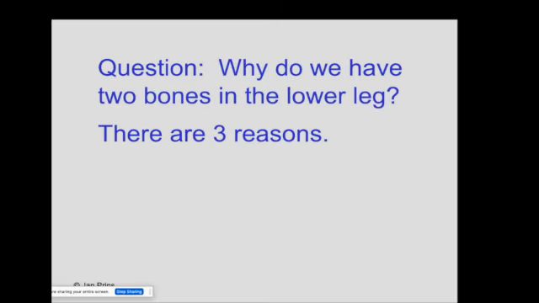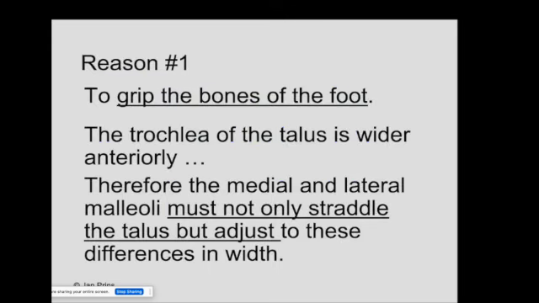Now, why do we have two bones in the lower leg? There are three reasons. First, to grip the bones of the foot, right? The trochlea of the talus. Again, when you look at the structure of the foot, we can see the talus. The trochlea of the talus is wider anteriorly. It's not like a square. Therefore, the medial and lateral malleoli must not only straddle the talus, but adjust to the differences in width. In dorsiflexion and plantarflexion, the bones have to expand or contract. So two bones can do that. One bone can't.